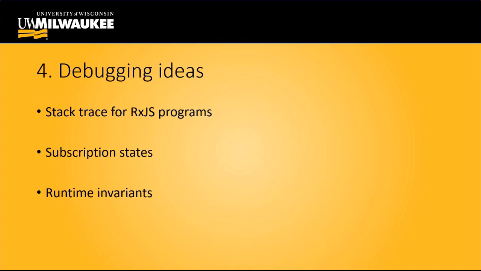Based on the semantics, we can have a few ideas for debugging RxJS programs. The first idea is to provide different forms of stack traces depending on the execution state of an RxJS program. The second idea is to alert programmers if the subscription enters some unexpected states. The third idea is to check invariants statically or at runtime to provide some assurance of the properties of the program.